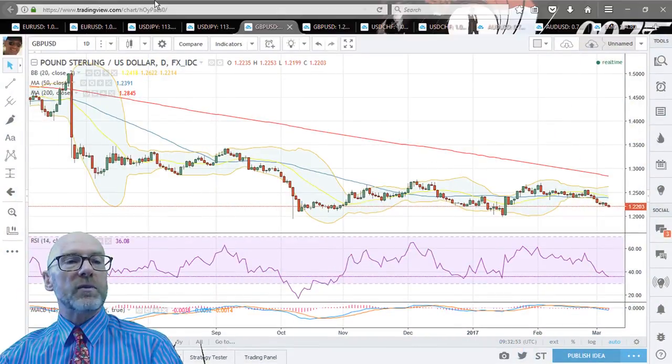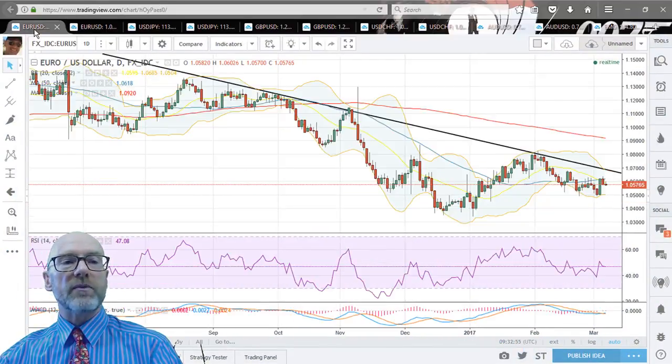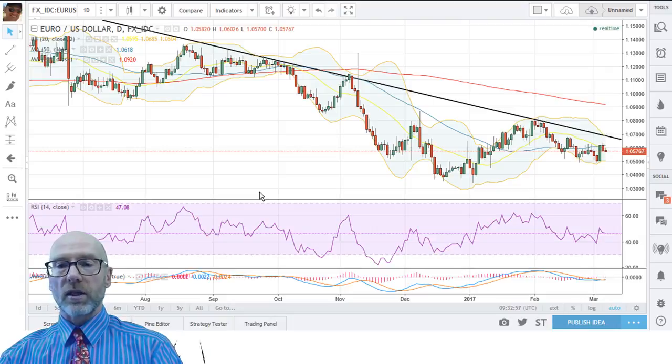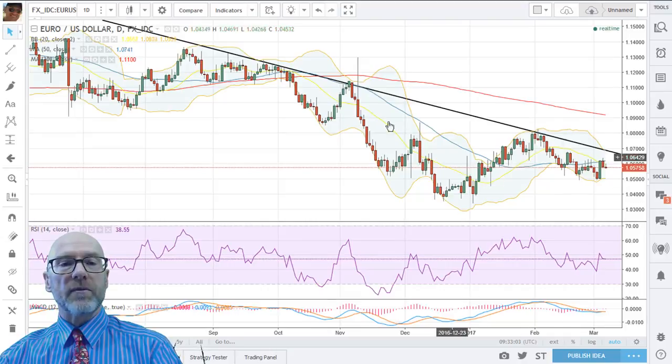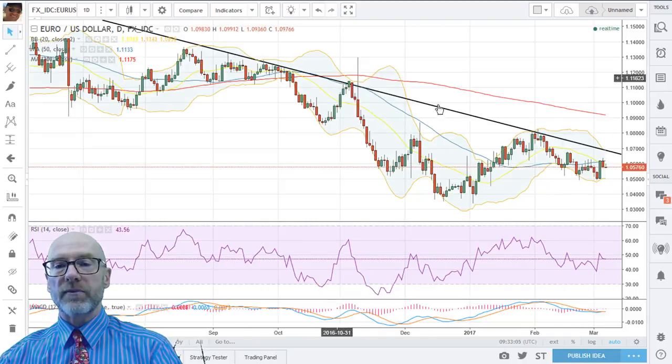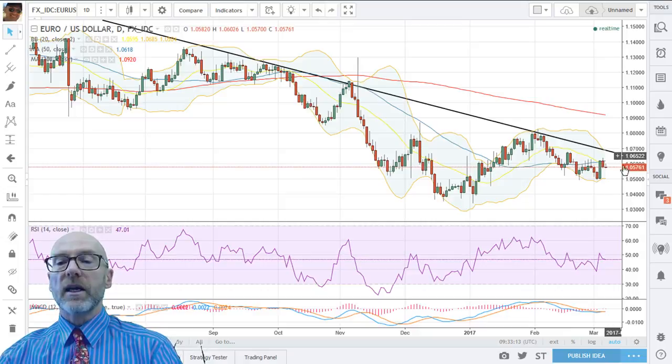So let's start straight away with the euro against the US dollar. You can see I've now drawn this downtrend from last September coming through the highs. This is what's holding the market back and the trend that the market's following. And at the moment, there's no sign of it moving up to this boundary or breaking it.